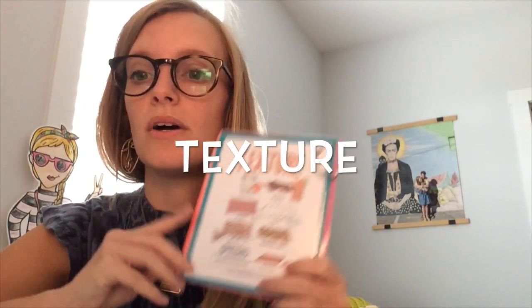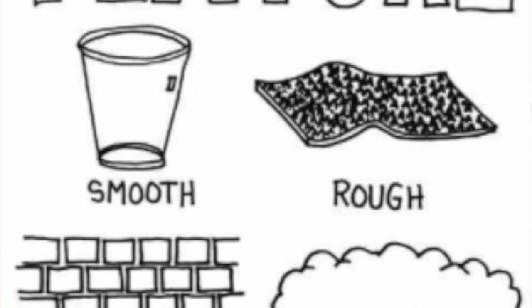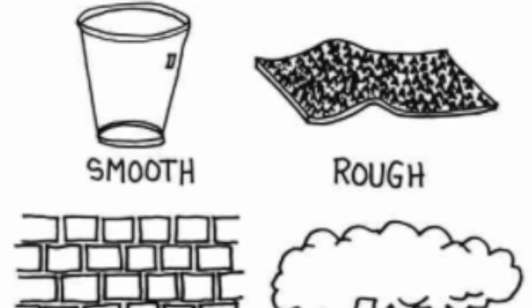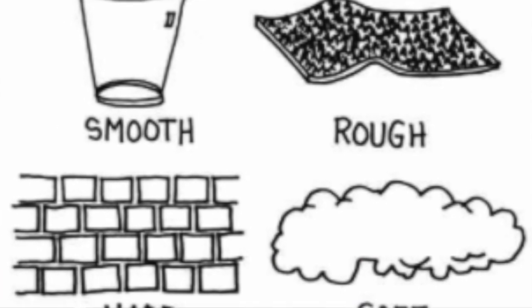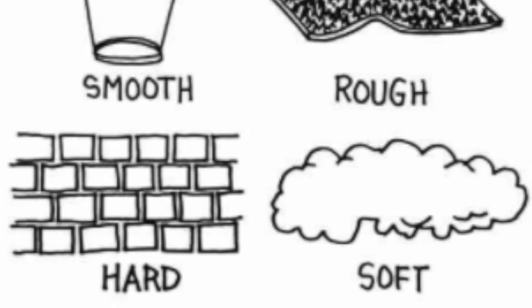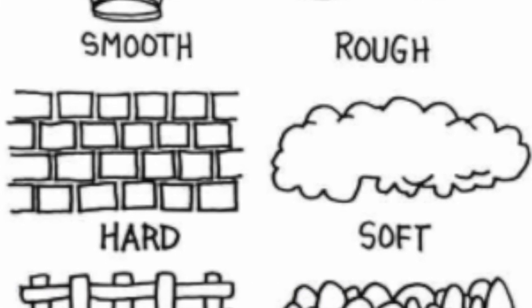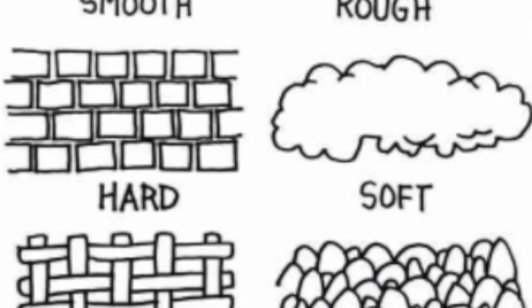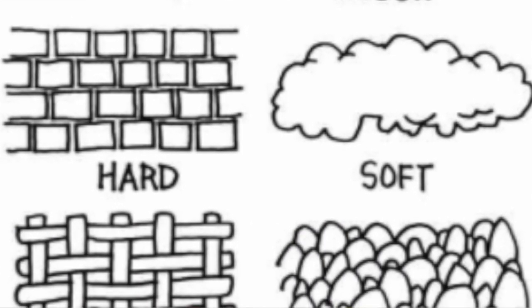Texture is also another one. Texture is the way something would feel if you actually touched it. So my hair feels soft. But there's also something called visual texture. Visual texture is drawing the way something would feel by using patterns and shapes. So you can see bumpy, you can see soft. Those are all kinds of art elements.